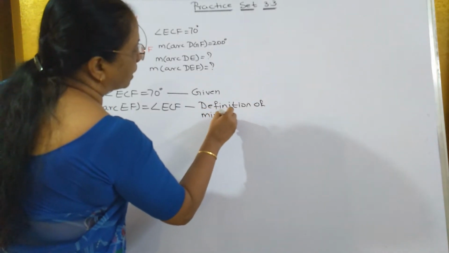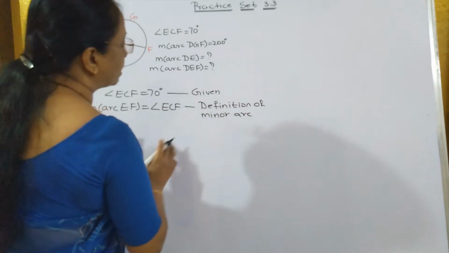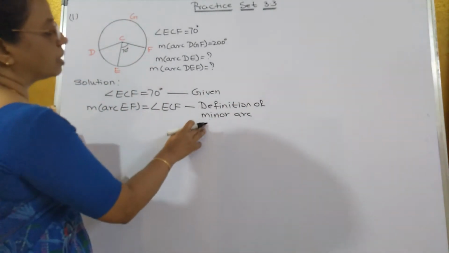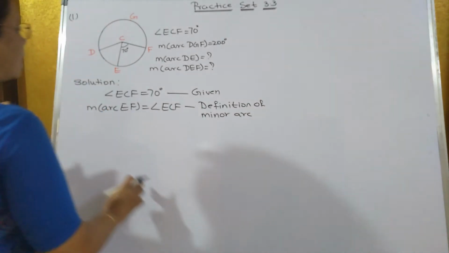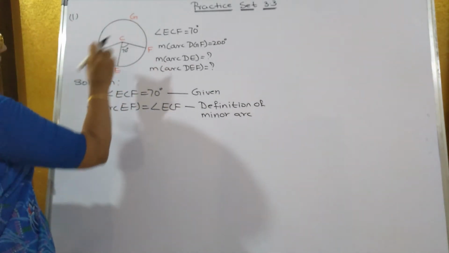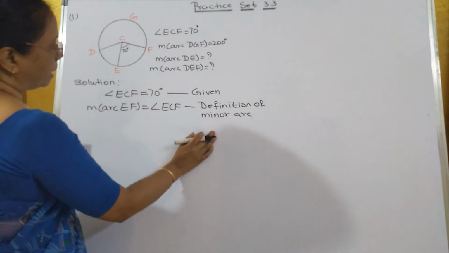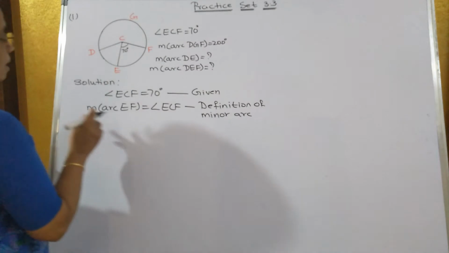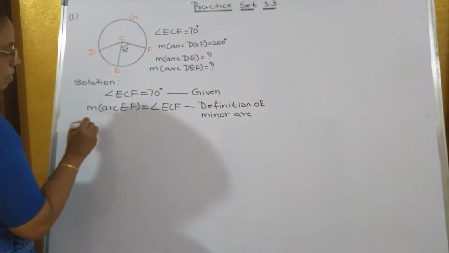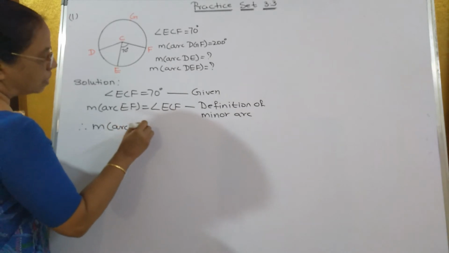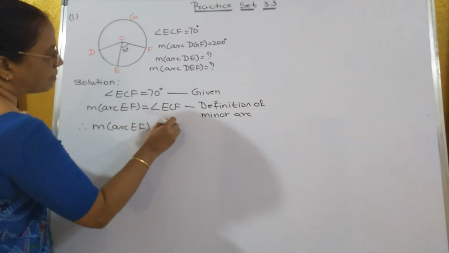So in short we can write this way. What is the definition of minor arc? That the minor arc is equal to the central angle. So in short you can write that as definition of minor arc. तो ये जो arc है वो central angle के साथ equal है, उसका reason क्या लिखेगा? definition of minor arc. In short ऐसे लिखा जाता है. Therefore measure arc EF is also equal to 70 degrees.